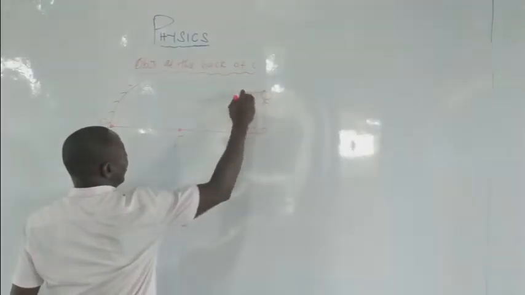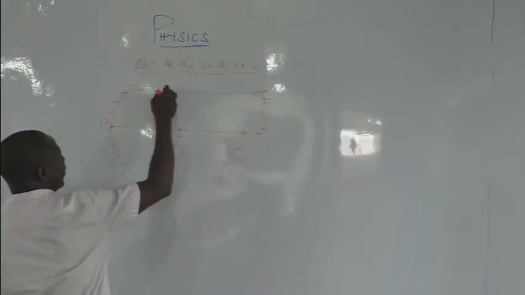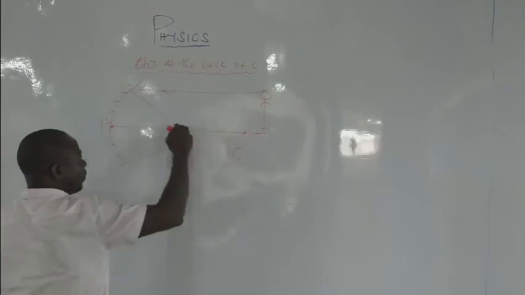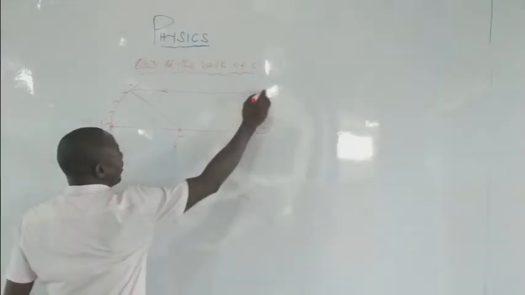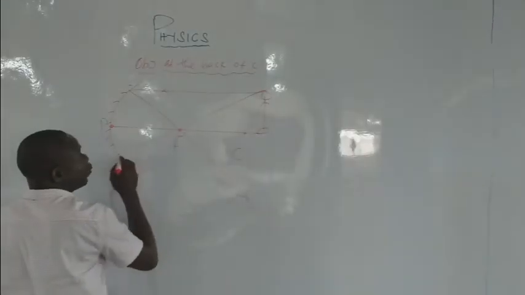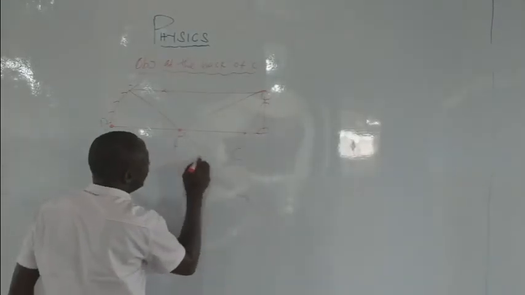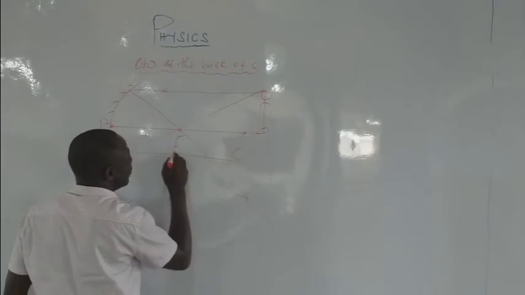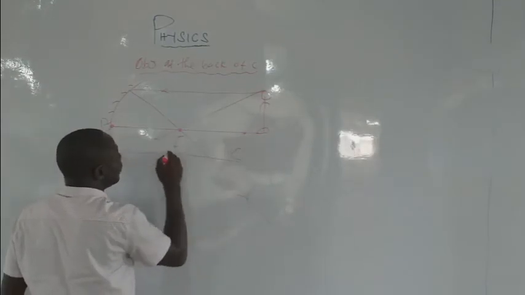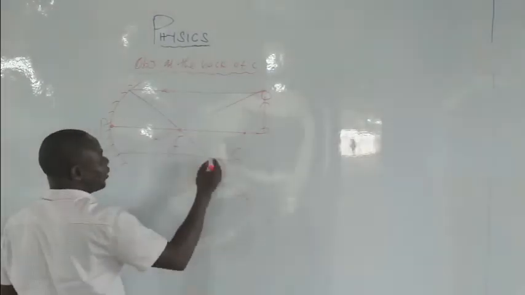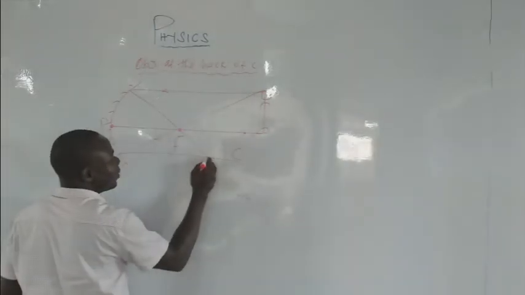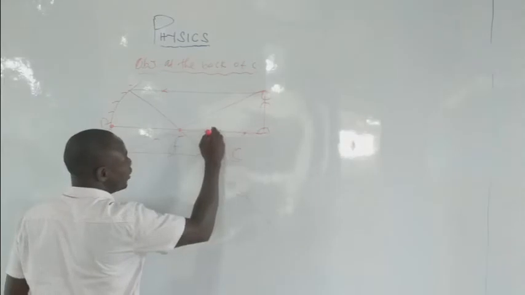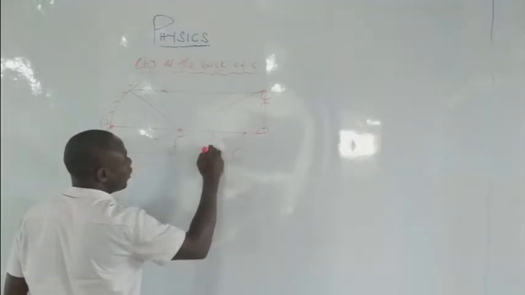Now, the ray goes like this. The rule says it passes through F. A ray that passes through F must pass parallel to the principal axis. This is the first reflected ray, while this is the second reflected ray. They meet here, so the image will form here.